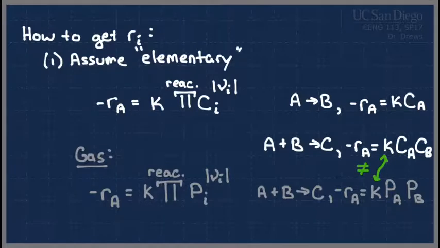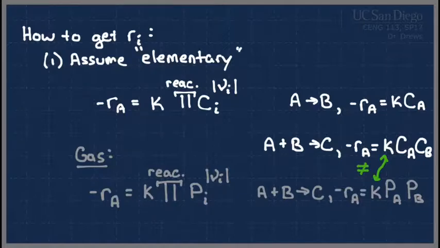So this is case one. If the reaction's elementary, we can do this. The top one, the one in the white, the Ra is K times the product of concentrations. That's good for anything. Solid, liquid, gas, doesn't matter. We can do that one. If you just happen to have a gas, sometimes you'll see it written this way. It doesn't really change the approach very much.